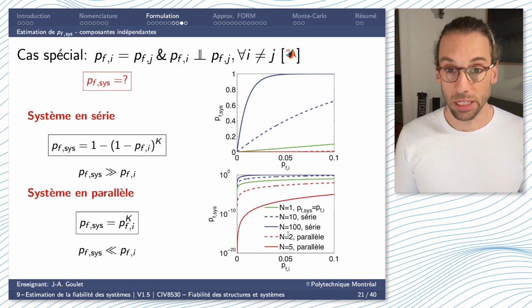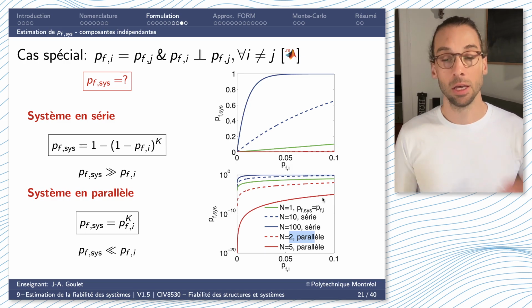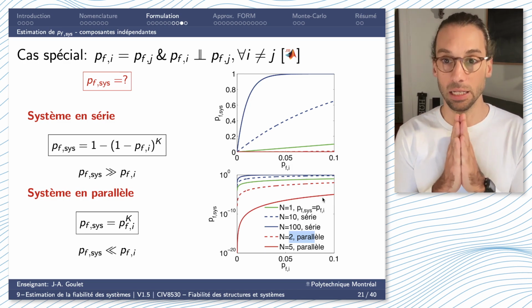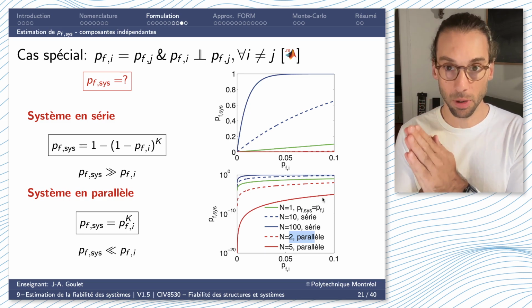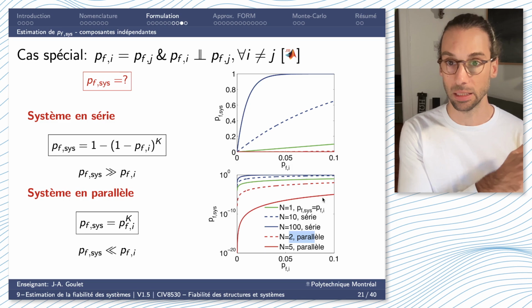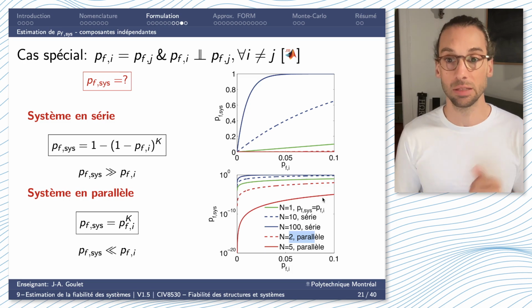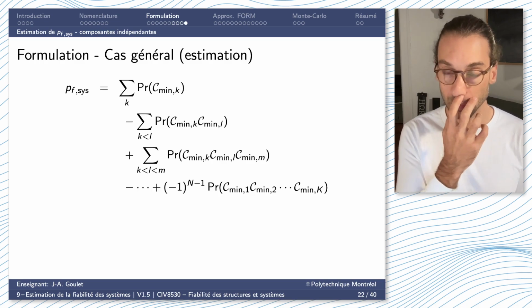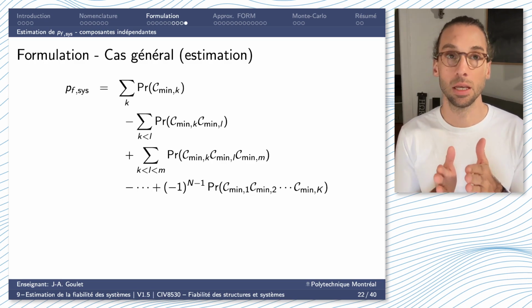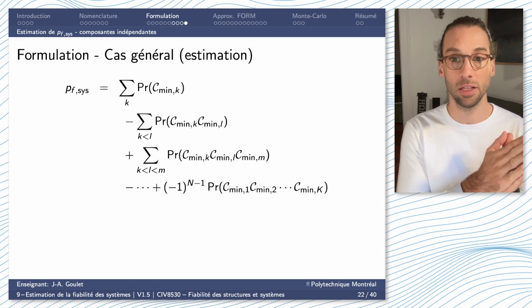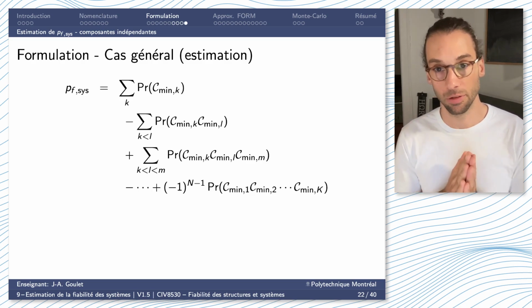If we look at the opposite, in red, we're in parallel. If I have 2 components, I quickly go to 0. If we have 5, we go to something that is negligibly small. Okay, so keep in mind the ballpark idea: whenever I have parallel components, I'm going to increase my system reliability. Whenever I have series components, I'm going to decrease my system reliability. So series, I increase my probability of failure. Parallel, I decrease my probability of failure.